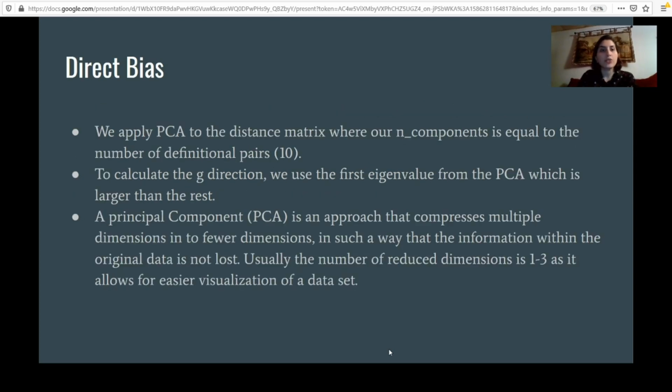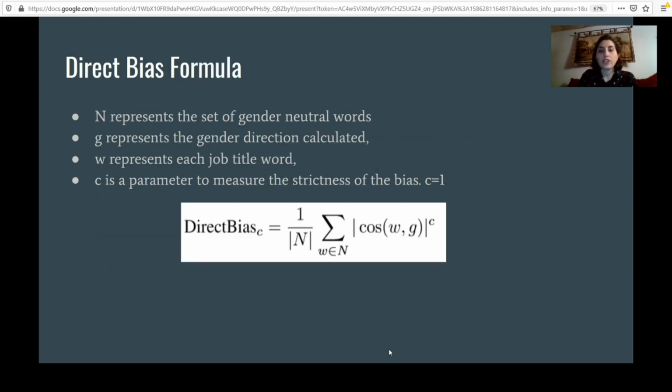We ran PCA on it, and then we got the first eigenvalue, which is the highest and shows that most of the data is inside that part. So that is the G direction. Now that we have the G direction, we have the ingredients, so we can calculate the direct bias based on that. We used this formula from the Babaeianjelodar et al. paper, and we calculate the direct bias based on it.